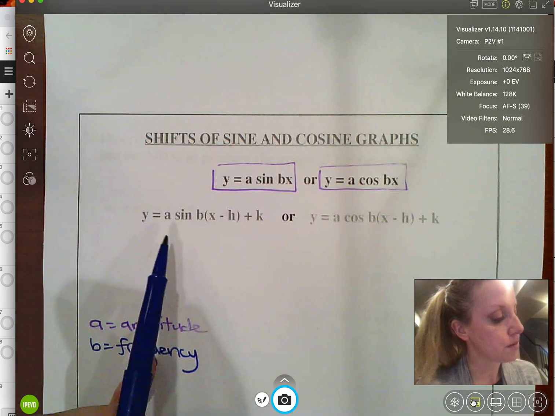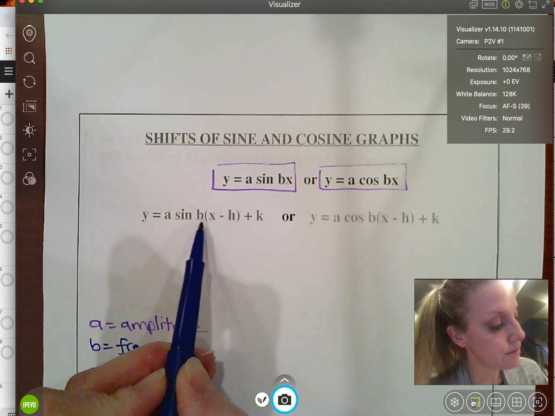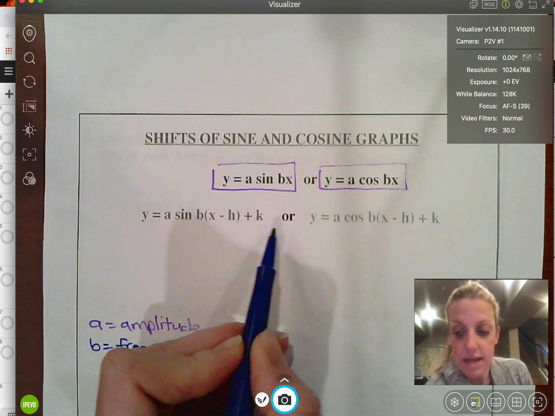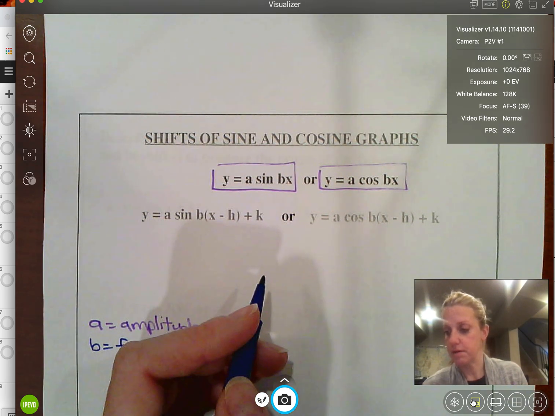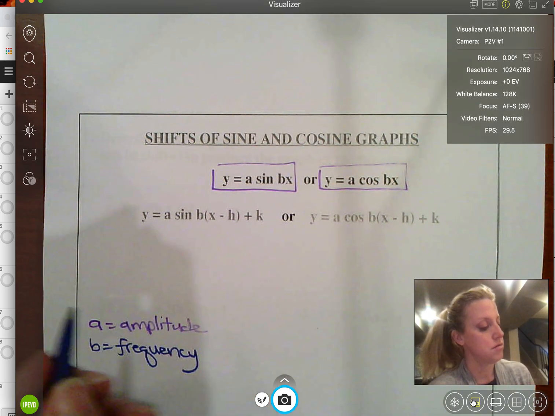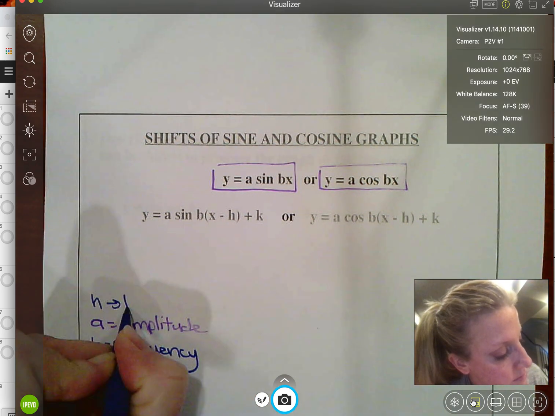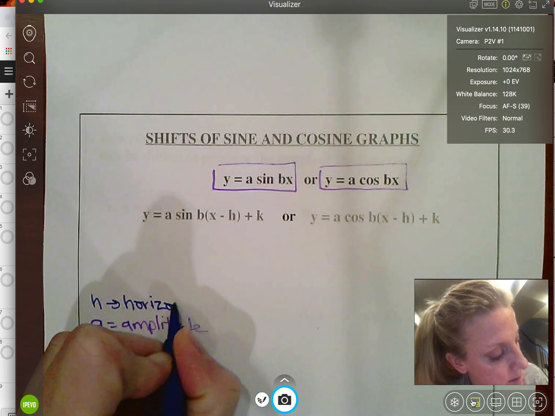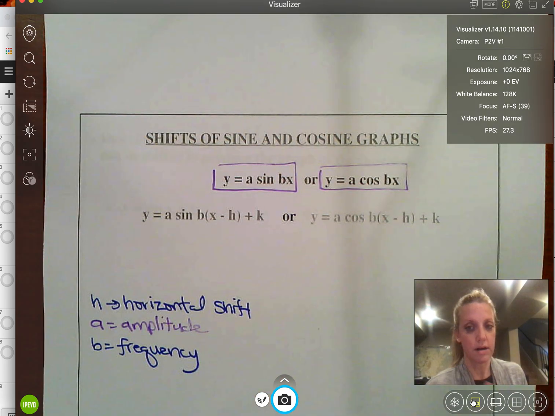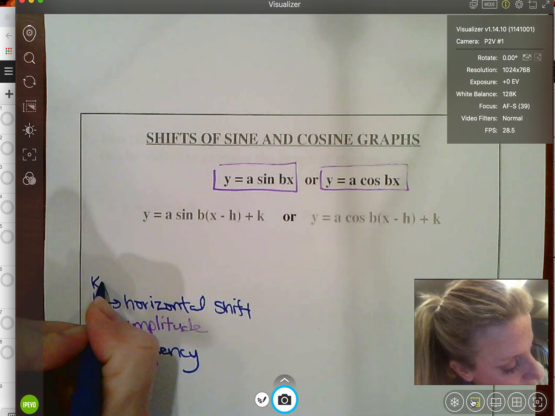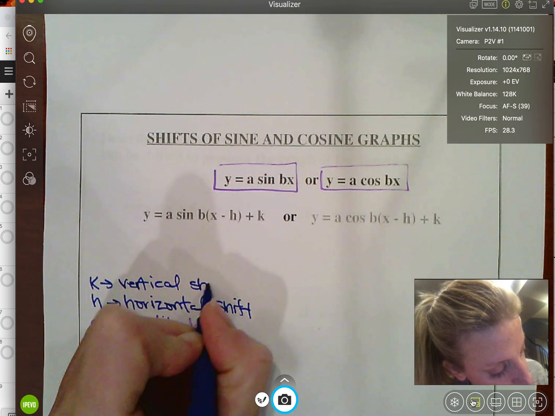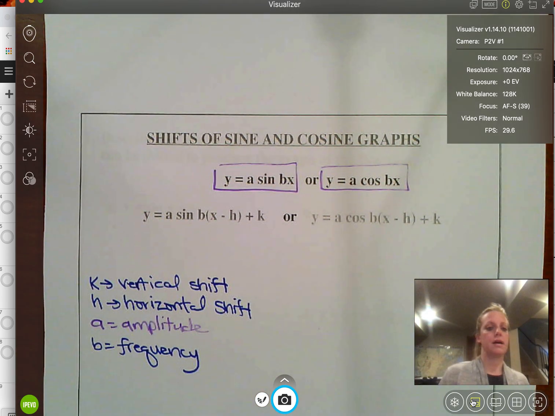Now if you look, we're adding a little more. We still got the A, we still have a B, but in with the X, we're putting a minus H, and then at the end, we're putting a plus K. I'm hoping that it has meaning for you, that the H will give us a horizontal shift. That'll move our walls to the left and to the right. And the K will give a vertical shift, moving our ceiling and floor up and down.